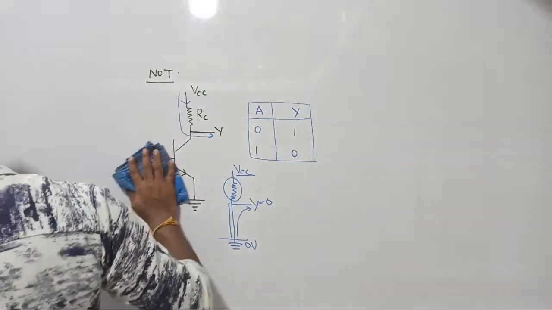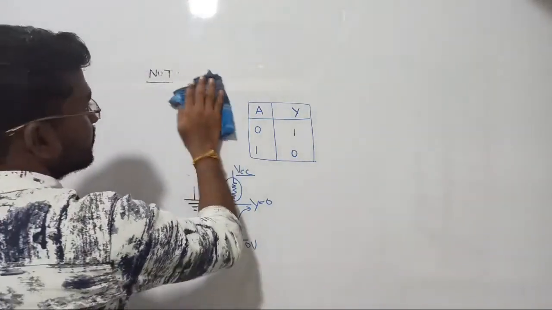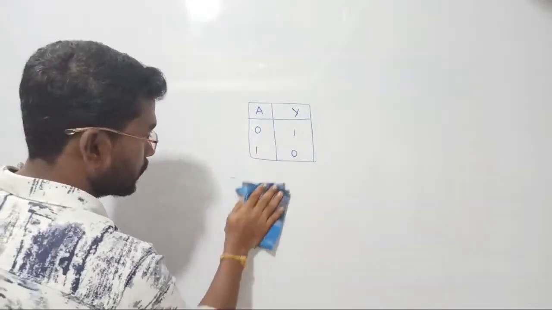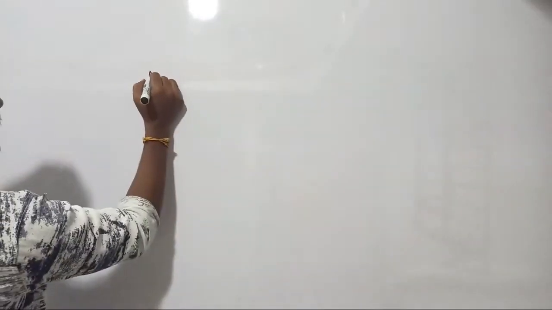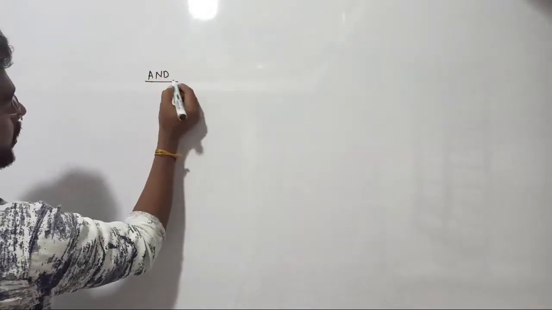AND gate and OR gate. Class is going good? Yes. So let us take the AND gate. Let's continue our operation, right?